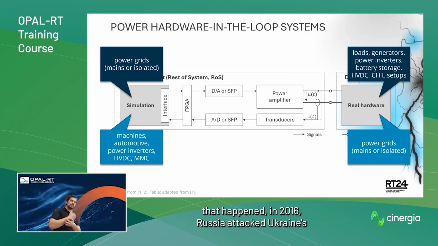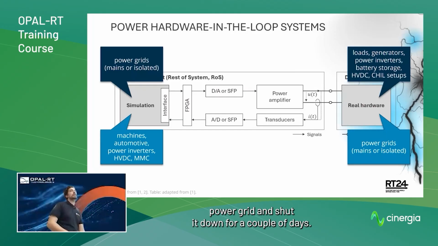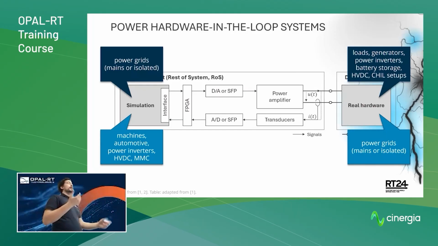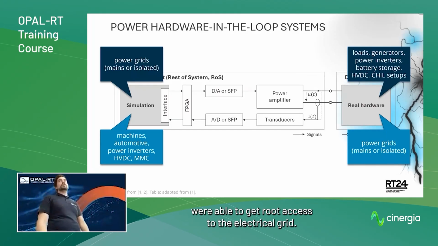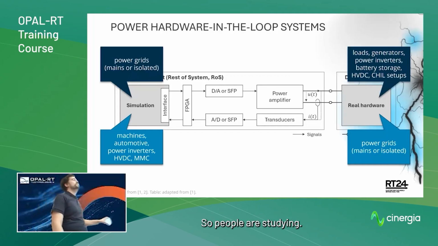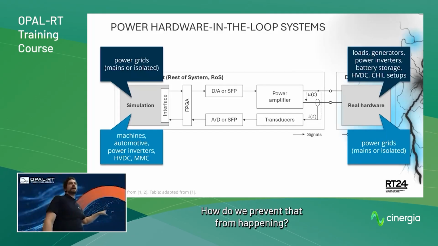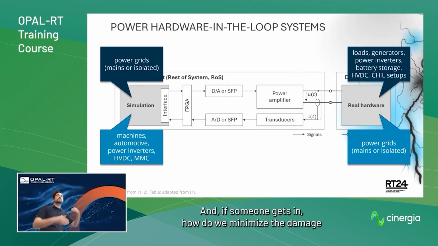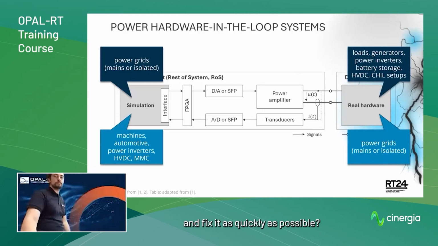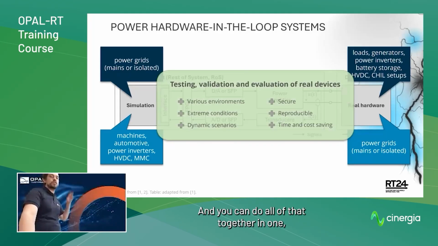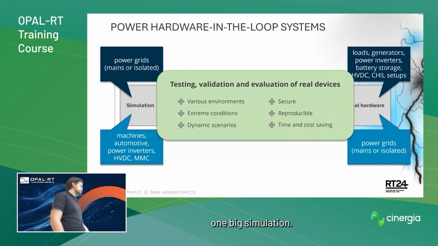In 2016, Russia attacked Ukraine's power grid and shut it down for a couple of days because they were able to get root access to the electrical grid. So people are studying how do we prevent that from happening, and if someone gets in, how do we minimize the damage and fix it as quickly as possible? And you can do all of that together in one big simulation.